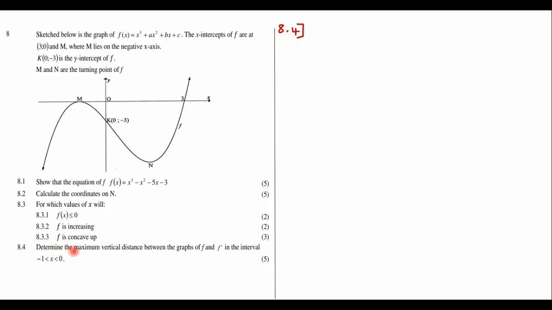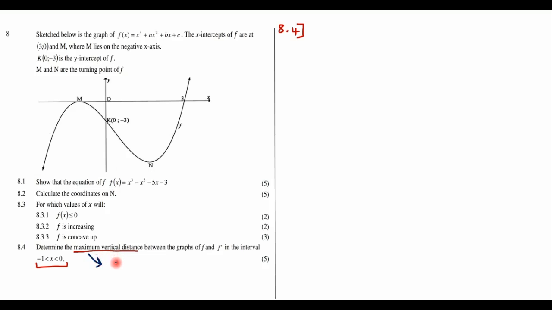Here it's saying, determine the maximum vertical distance between the graphs of f and its derivative in the interval -1 to 0, right? So they want us to calculate the vertical distance and find its maximum between the cubic function and its derivative. What are the things you're supposed to do here? Firstly, there's a keyword here. The keyword is maximum, right? Whenever you hear the word maximum, I'm sure this is something that has been done in functions, in the parabola most of the time.